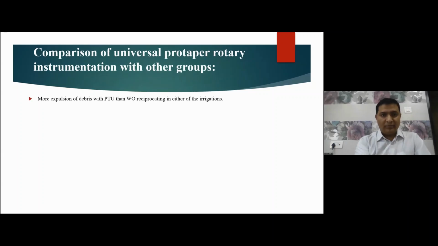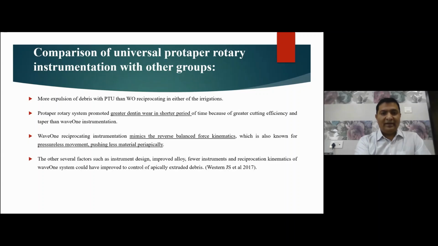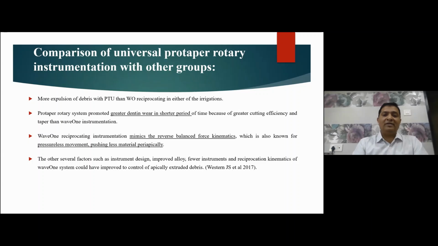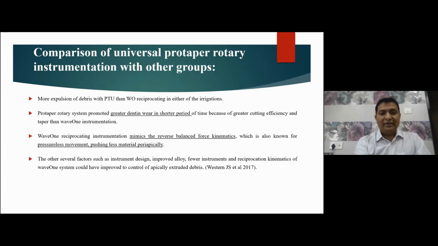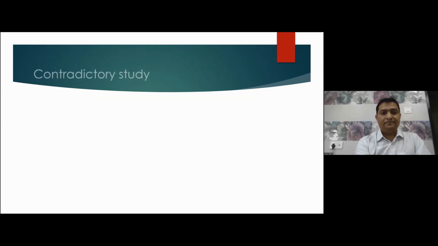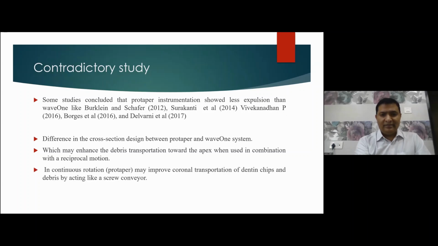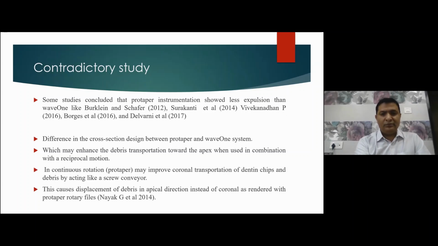Comparison of ProTaper with other groups. When ProTaper and Wave 1 are compared, in my study ProTaper gives more expulsion than Wave 1 instrumentation, as Wave 1 uses a reverse balanced force technique kinematics, so it pushes less debris compared to ProTaper. There are certain studies which are in agreement with my study. There are also some contradictory studies; the explanation may be the different techniques used.